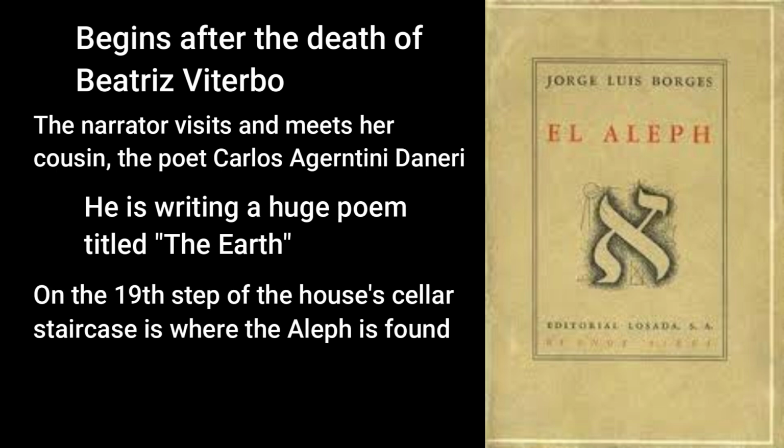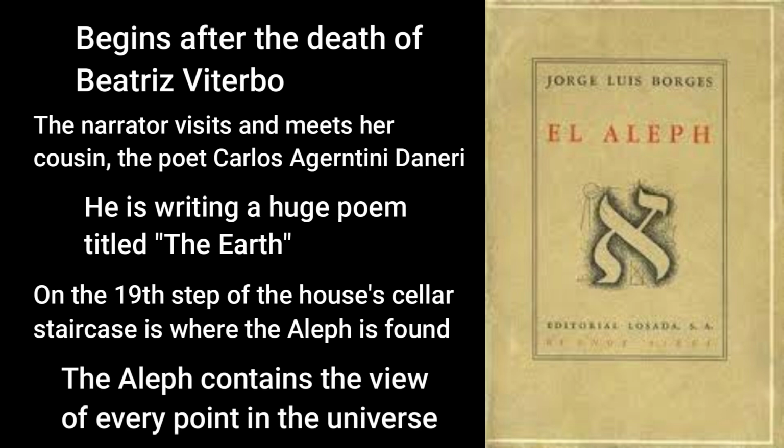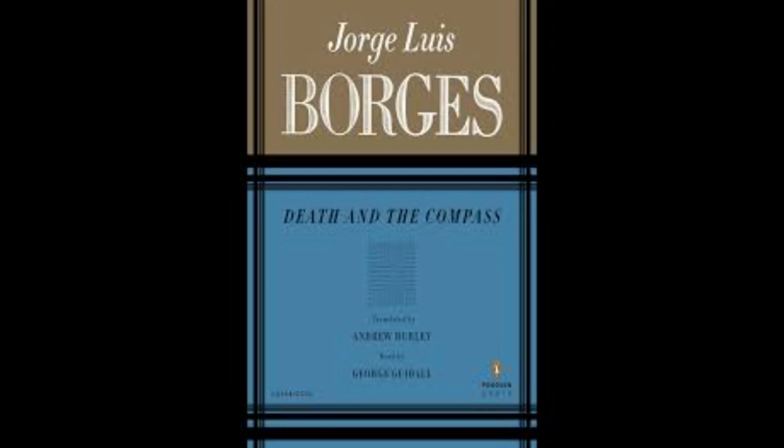This Aleph, a tiny, iridescent point, allows a person to view every point in the universe simultaneously from every angle at this one point here on this 19th step. Another example of this kind of idea of infinity shows up in the story, of course, just as the previous two have. It's a very common theme throughout Borges's plots. So yes, we had Beatriz Viterbo, who is the beloved, her cousin Carlos Argentino Daneri, who's writing the poem The Earth, and you have this point on the 19th step. We're going to move on to the next clue.